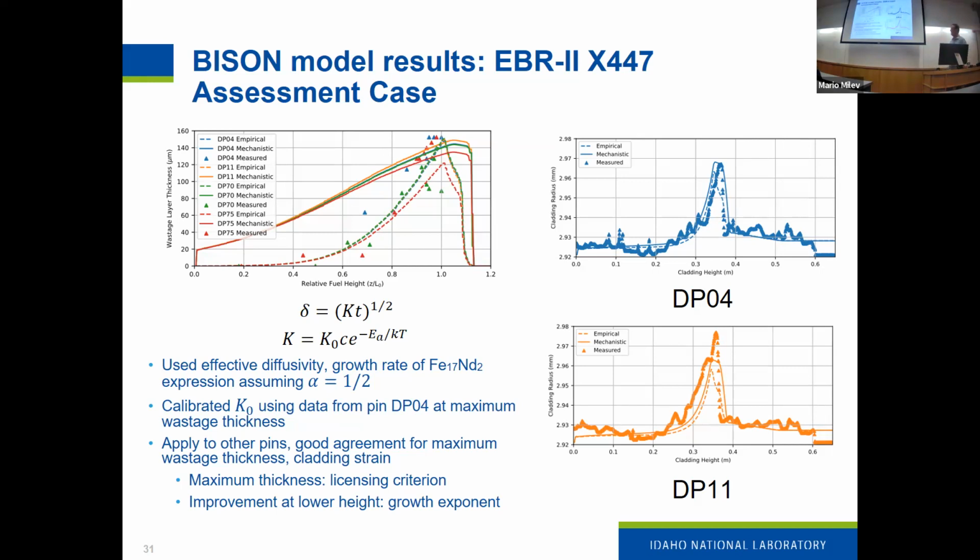So we calibrated that from data from one of the pins in this experiment, and then applied it to all of the other pins. And in doing that, we get pretty good agreement for the maximum cladding wastage thickness as well as the cladding strain. This is very nice because that maximum thickness is one of the licensing criteria that's going to be used by the NRC in developing these. So we have a tool now that allows us to predict that fairly well.